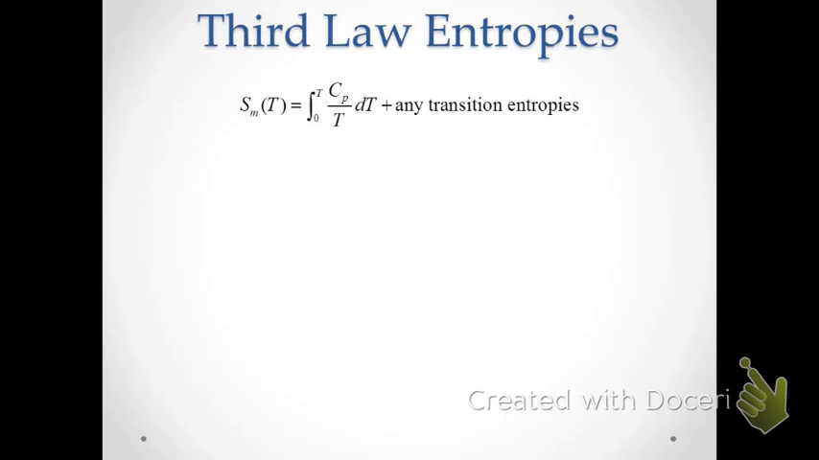So when we heat a substance as we go to temperatures above absolute zero, we simply do this integration to determine what the entropy change would be corresponding to that heating. And then if there's any phase change, for example, as we go from solid to liquid, liquid to vapor, then we must add the entropies associated with those transitions. Again, remembering for transitions, delta S is equal to delta H for that transition over T.